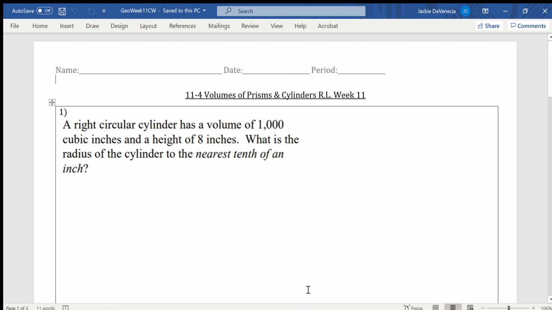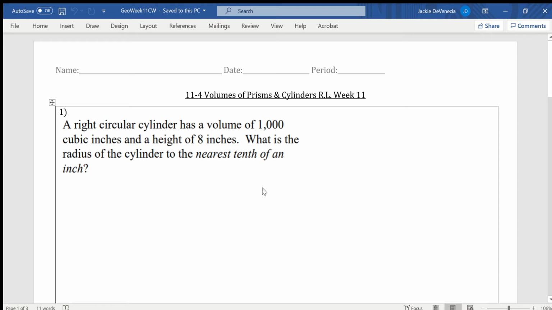Okay, so this week we're going to still continue with finding the volumes of prisms and cylinders, but we're going to be looking at word problems. Now, this may look intimidating, but with word problems, you just want to make sure you're reading the problem carefully and underlining key points of the problem. So let's look at number one.